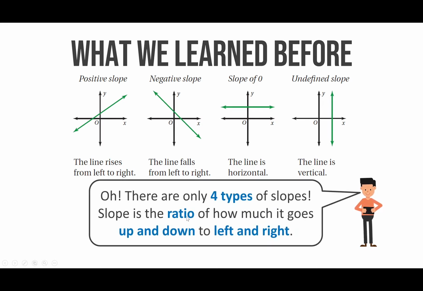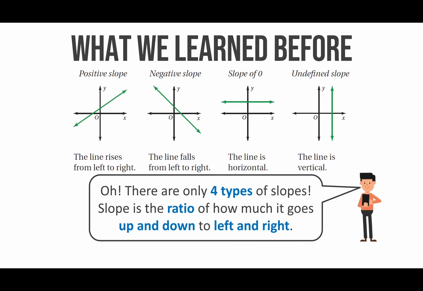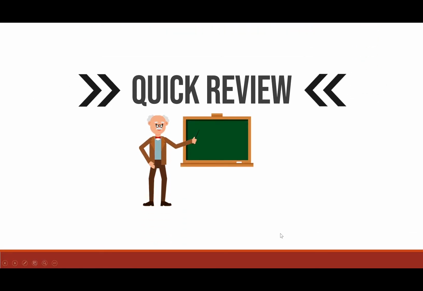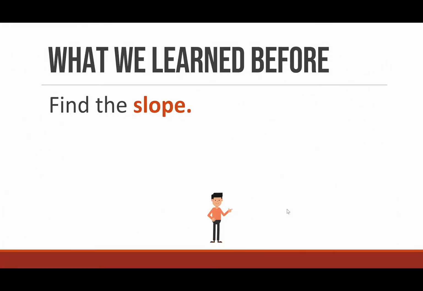Okay. Now just remember, slope is the ratio of how much it goes up and down to how much it goes left and right. And I also said that slope is kind of like rise over run, how much it rises up or falls down over how much it goes left to right. All right, let's do a quick little review to see if you remember all of this. Let me give you guys a couple of problems here.